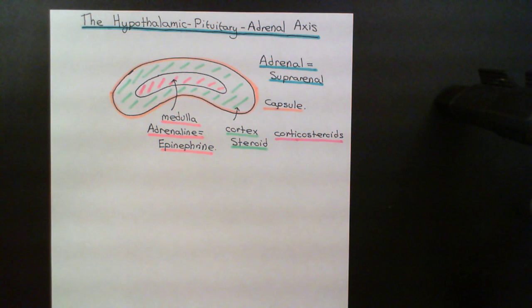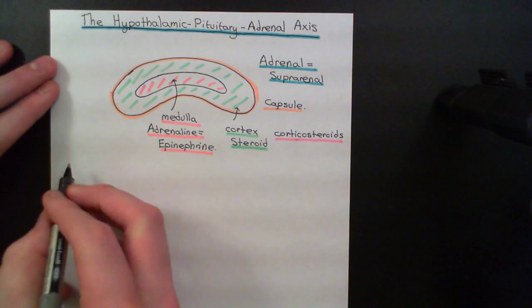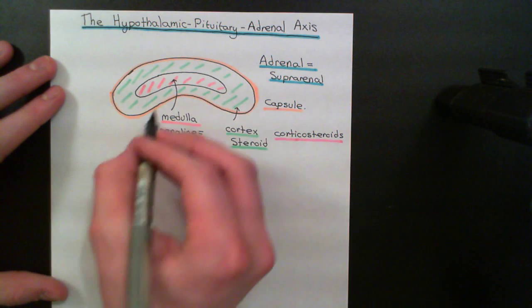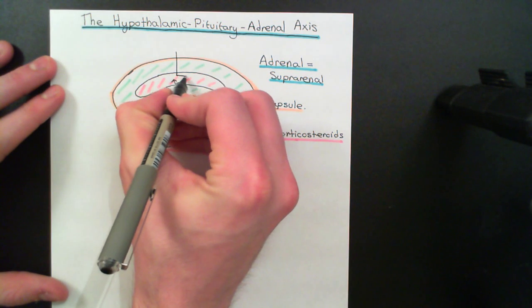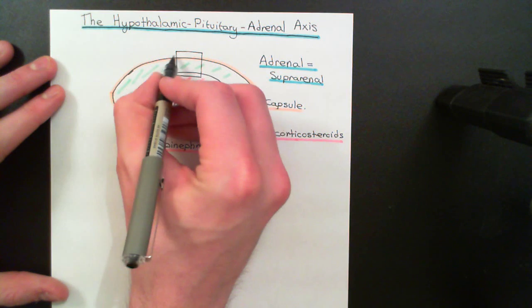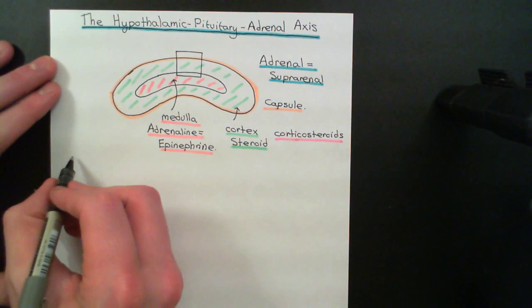Okay, so the adrenal cortex can be further divided into 3 separate layers, and these 3 separate layers are going to produce different steroid hormones. So it is important to split the adrenal cortex into these 3 separate layers. Let's imagine cutting a little portion of the adrenal gland out here. So let's cut out this little square here. Okay, now I'm going to draw this here.